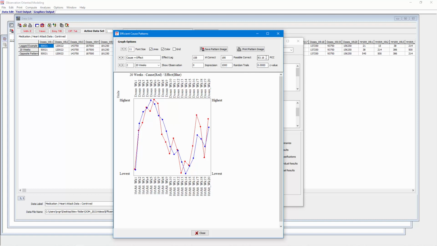Now we can get a PCC index for that, and it's 83.16%, a very high PCC, with a very low chance value as well.